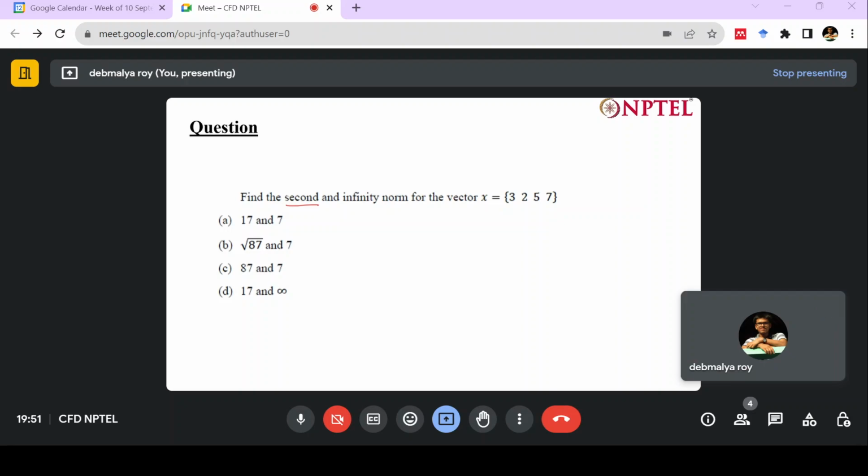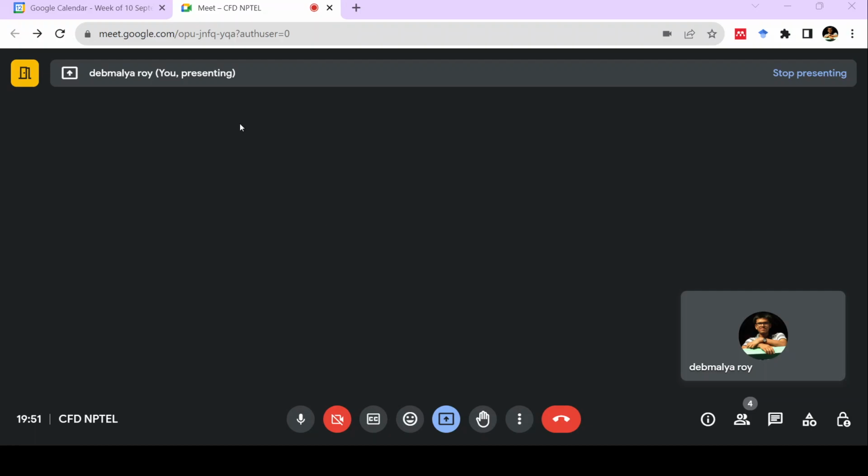Sir, what about the tridiagonal matrix algorithm? Tridiagonal matrix algorithm is there, no? Can you tell me what is there in that portion? Tridiagonal.